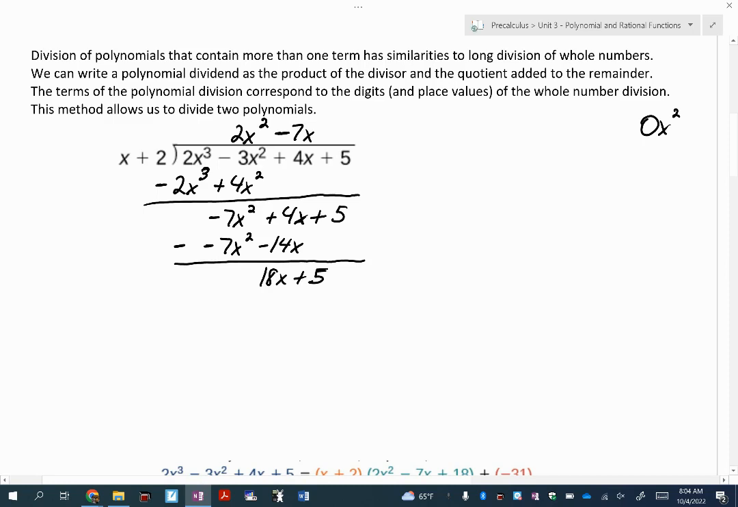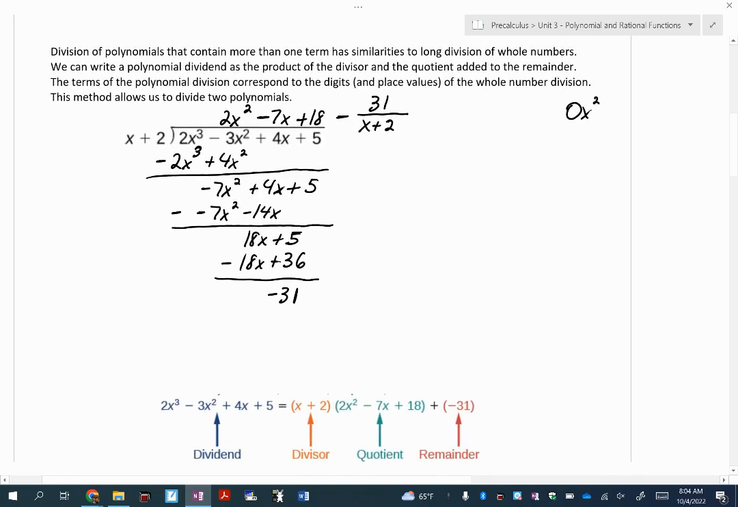Almost there. What do I need to multiply times x to get 18x? That's just going to be an 18. And then 18 times 2 is 36. So I subtract, and I get my remainder of 5 minus 36, which is negative 31. I'm not going to write R of 31. I'm going to write minus, as I just showed you. You take your remainder, and you put it over the divisor, which is x plus 2. So this is my answer.